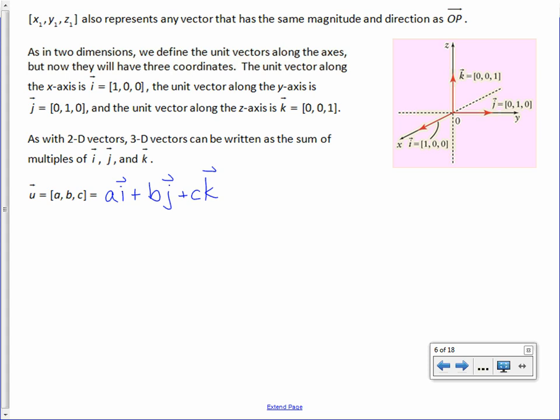I can build any vector in 3 dimensions by breaking it down to a front-back coordinate, a right-left coordinate, and a top-bottom coordinate. If I take those three pieces and make an endpoint, I can draw any vector I like in 3 dimensions. Okay? All right.